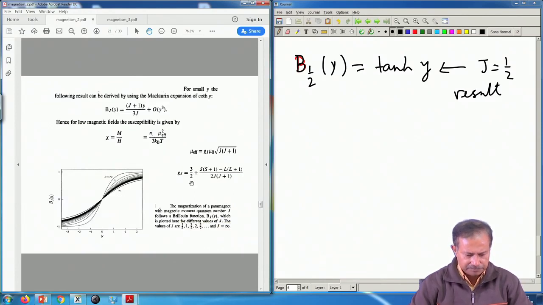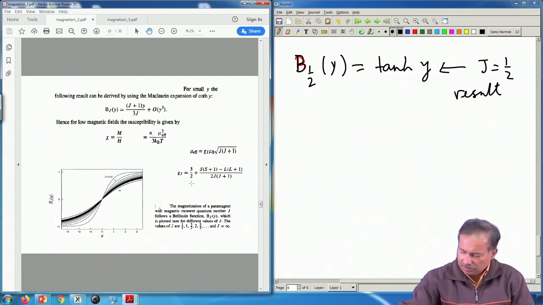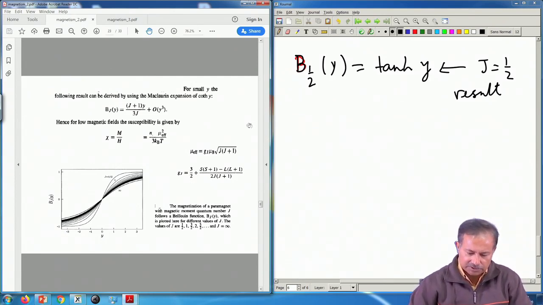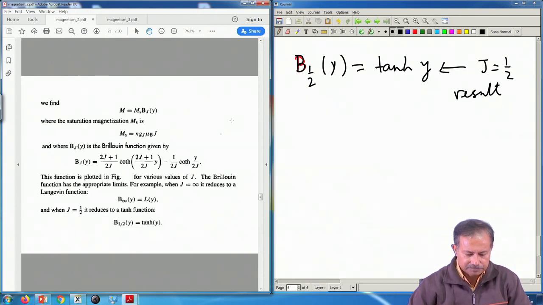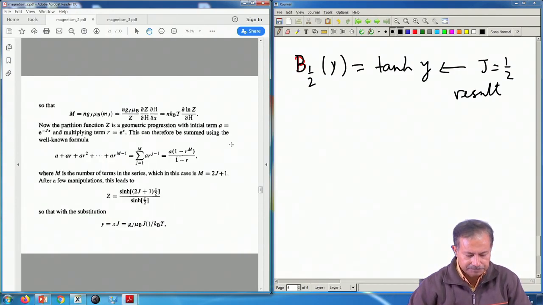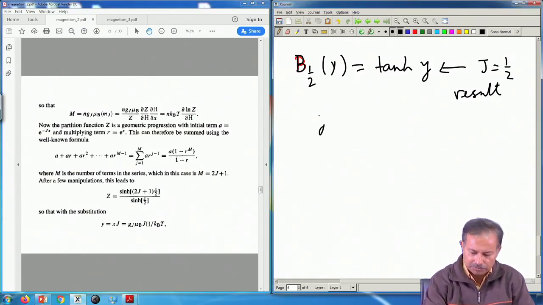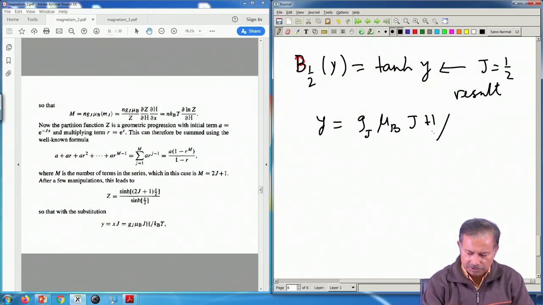Now, one can make an approximation. As I said, remember the y that we wrote down here: y equal to g_j mu b j h divided by k b t.